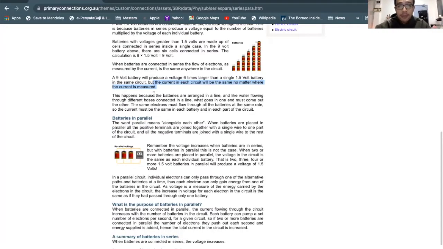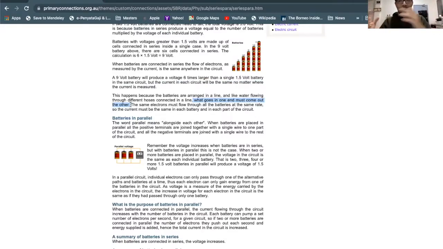Okay, this happens because the batteries are arranged in a line, like water flowing through different hoses connected in a line. So if you have a lot of hose, and every hose is like one battery, and if you sambung all the hoses, the fact of the matter remains that there is only one tempat untuk masuk and one tempat untuk keluar. So what goes in one end must come out the other. Kalau 500 milliamps yang masuk, in the rest also will be 500 milliamps. Okay, dia seperti passing parcel lah.